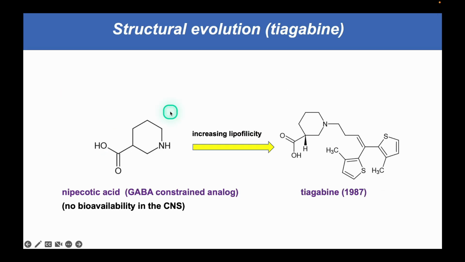We can say that Tiagabine has its origin in nipecotic acid, a restricted conformation analog of the neurotransmitter GABA, which, being too polar, does not have bioavailability in the central nervous system. Optimization efforts on this compound, increasing its lipophilicity, resulted in Tiagabine.